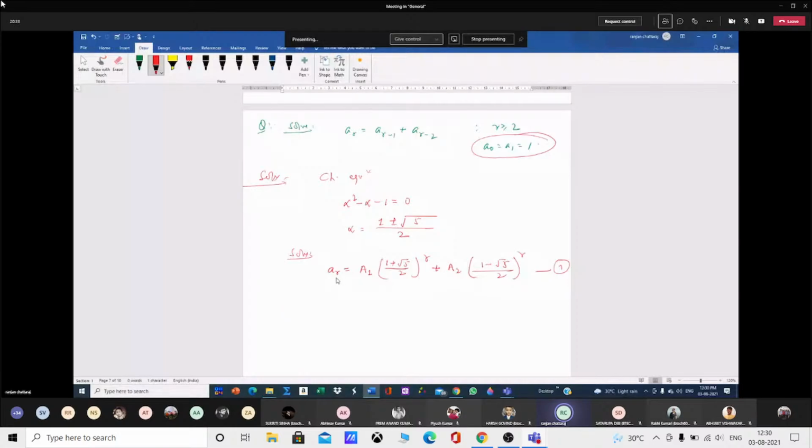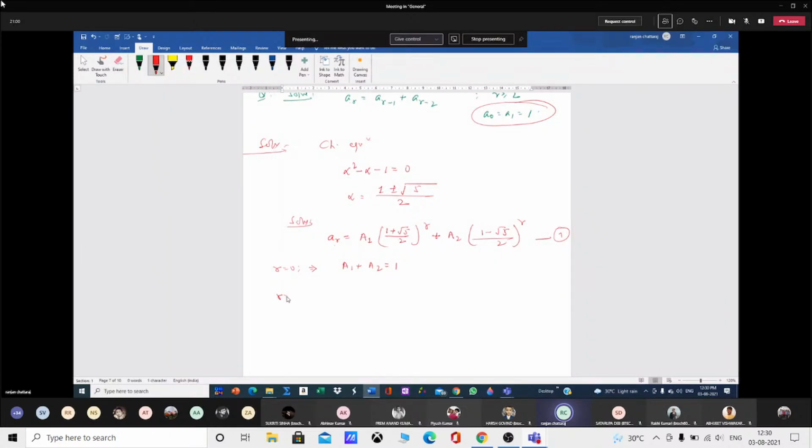So what we do here? Put a naught in this equation: if you put r as 0, this implies this is 1, and you will get a1 plus a2 equals 1. And r is equal to 1, this implies a1 into (1 plus root 5) upon 2 plus a2 into (1 minus root 5) upon 2 is also equal to 1. Simply put the value of a2: a2 is equal to 1 minus a1.